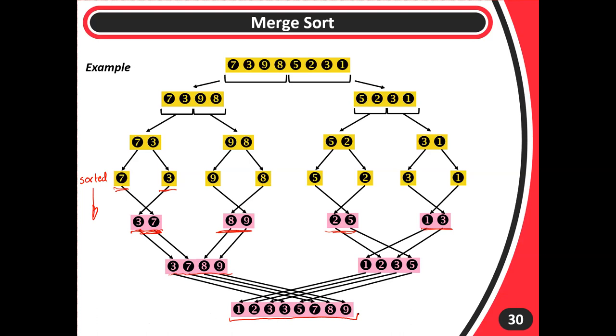All right. Any questions on this diagram or the procedure? Okay.